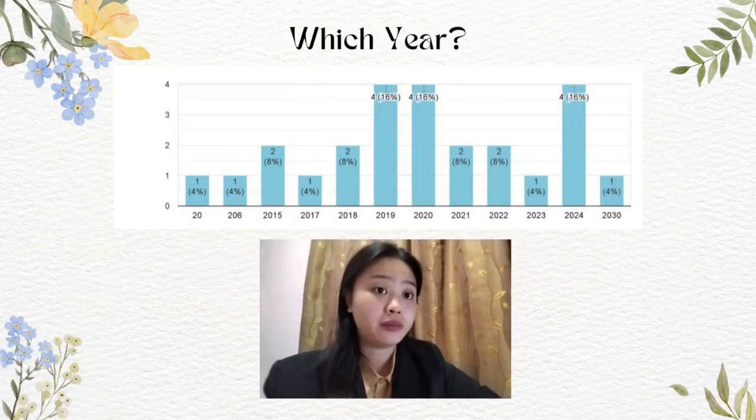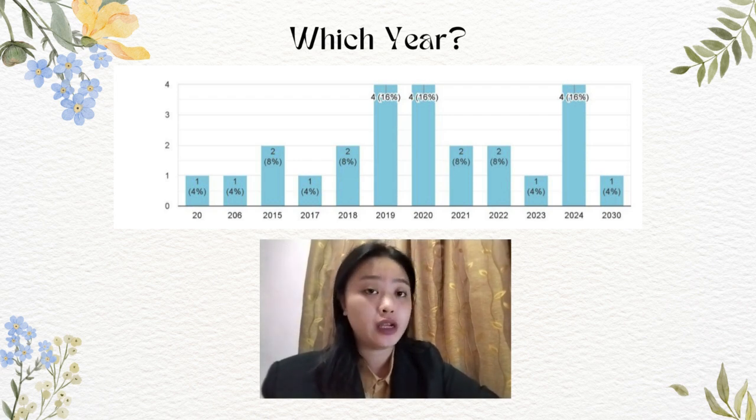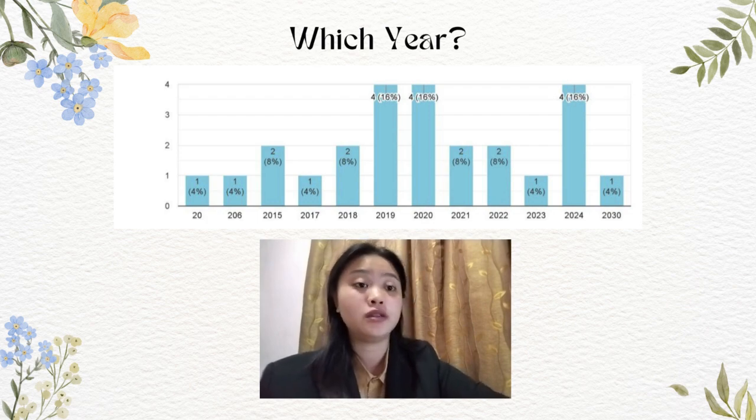Next question, question number 10. The question was, which year was this the lowest percentage that they ever recorded? As we can see here, the highest one is during 2019 to 2020. This is the time where the pandemic happens, the COVID-19. And then we move on to the next question.